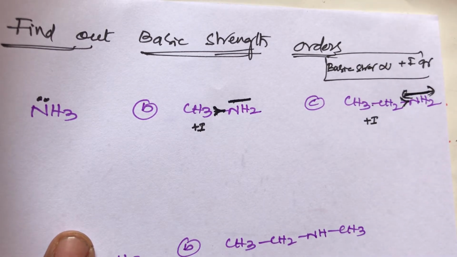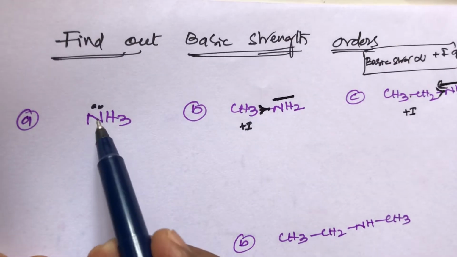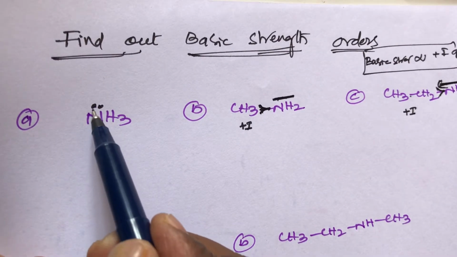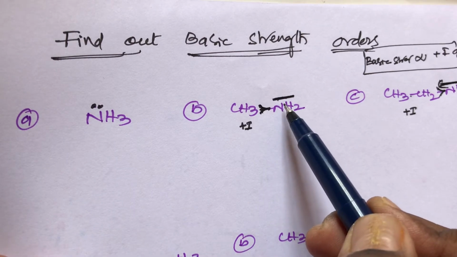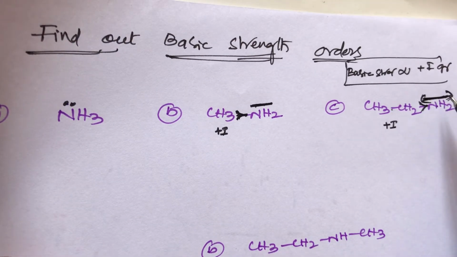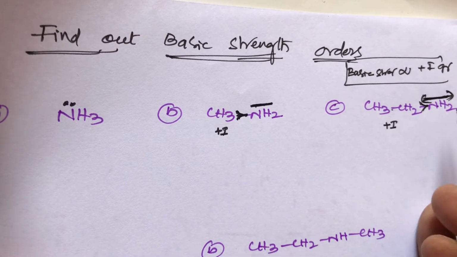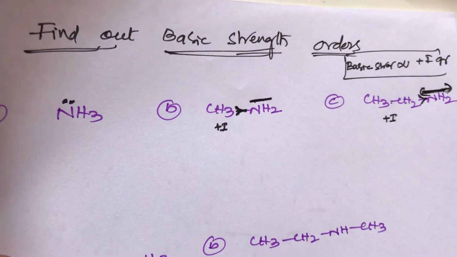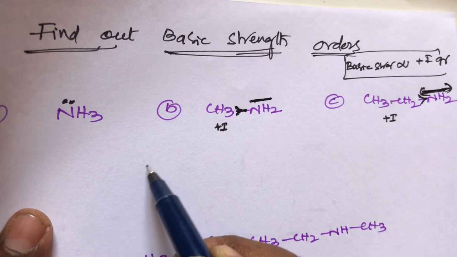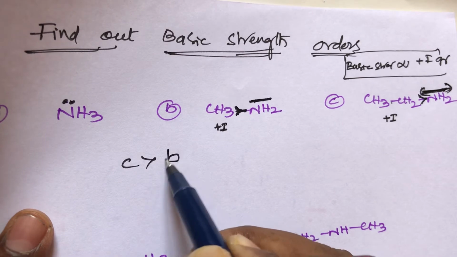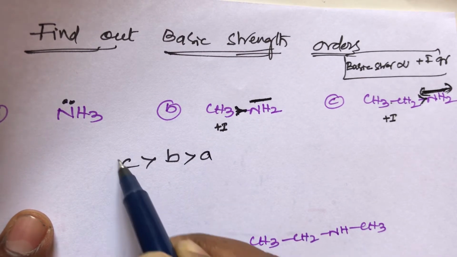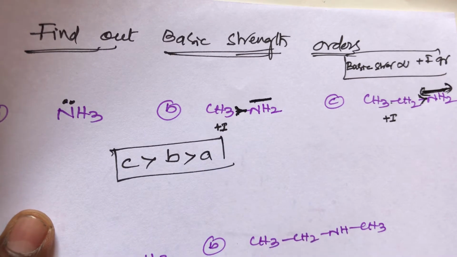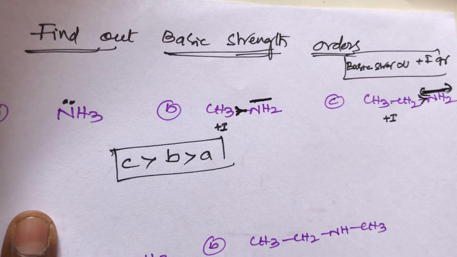So what is the concept here? In ammonia the density does not change. In B the density slightly increases, and in C it increases more. Out of these three, the C compound has more density, so the C compound has more basic strength. So the basic strength order is C greater than B, B greater than A. This is the order students. Basic strength is directly proportional to the plus I group.